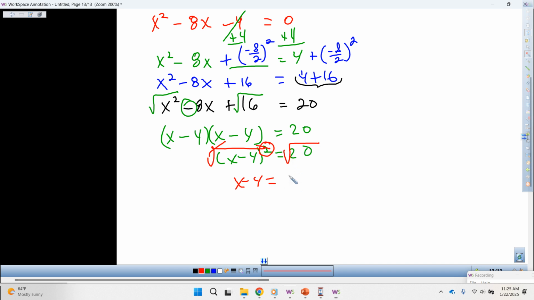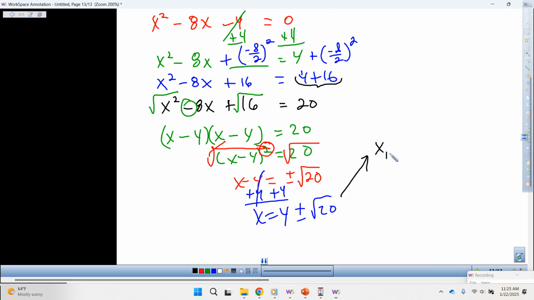Yeah, just a square root, but with what? Plus, minus. That is correct. Plus, minus, square root of 20. Because it's not a perfect squared number. Abby, continue. Add 4 to both sides. We got x equals 4 plus minus square root of 20. And now I just need 2 equations.